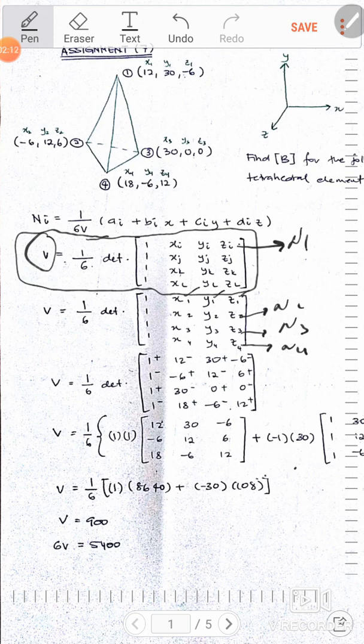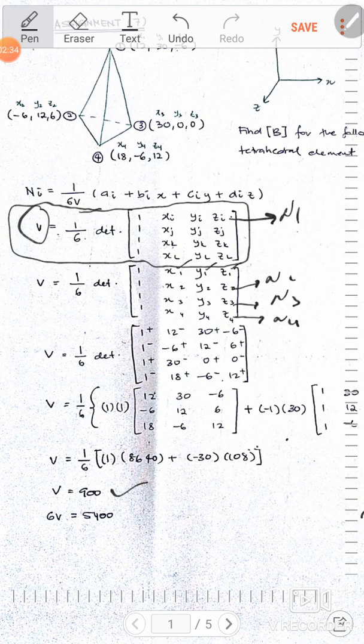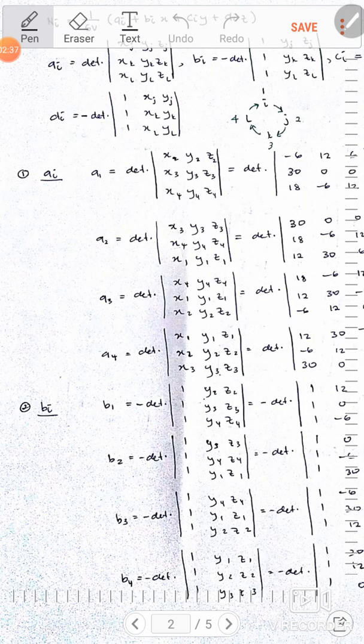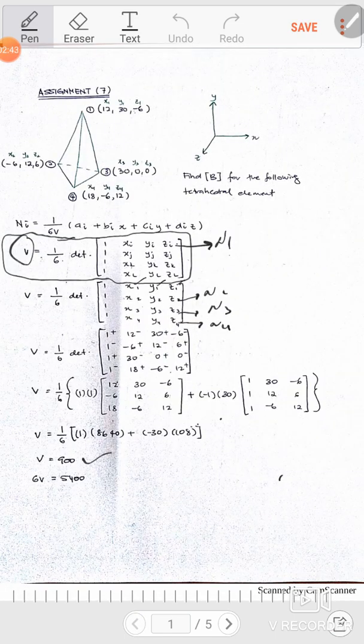Substitute the values already given in this example, x, y and z, for each node, and you will get the value of V. Actually, you can substitute these values and divide by 6, and you will get the value of V. Okay.